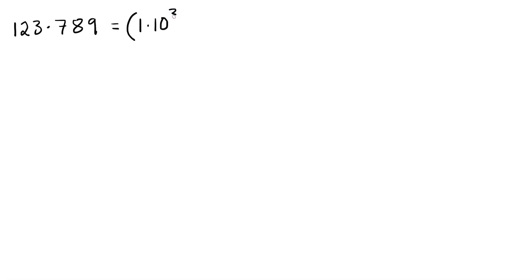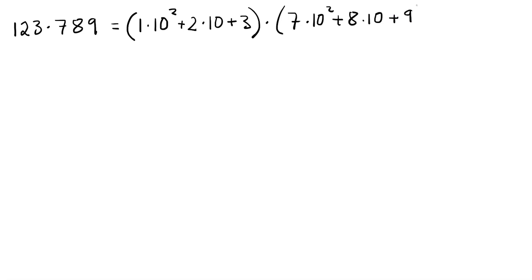10 to the power 2 plus 2 times 10 to the power 1, or you can skip the 1 there, and 3, and multiply that by 7 times 10 to the power 2, 8 times 10 plus 9. So this is using the positional system base 10. And now we can use the rule of multiplication of sums that we have seen previously.